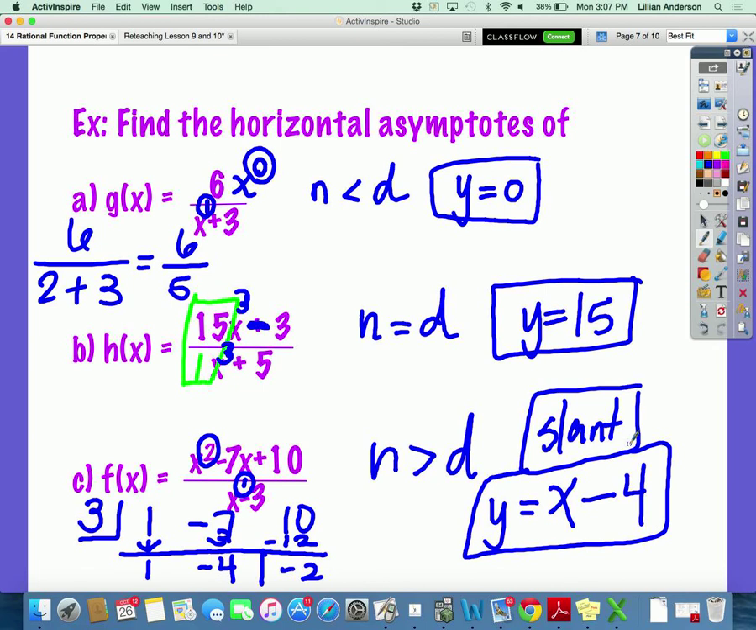Questions on horizontal asymptotes? You want another one? Okay, here we go. Here's another one. Find the vertical and horizontal asymptotes for this one. You guys got space? Put it off to the side, unless you go super big.